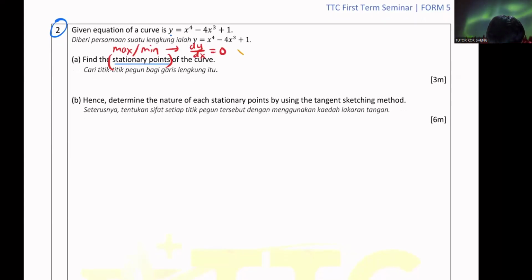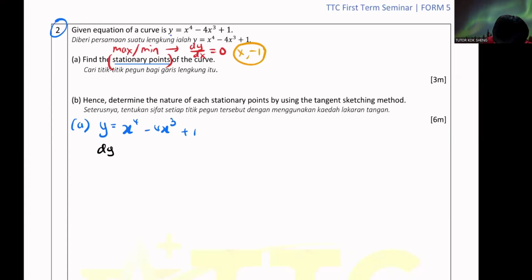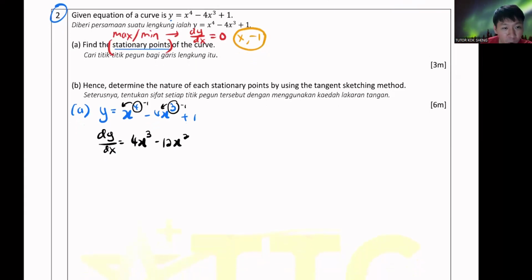The power of the x, times it to the front, minus 1. Okay, let's go. 4x^3 plus 1. Okay, so differentiation, the power times it to the front, minus 1. The last one plus 1, no x, right? It becomes 0. 4x^3, 12x squared. Okay, good. And then followed by dy dx equal to 0.